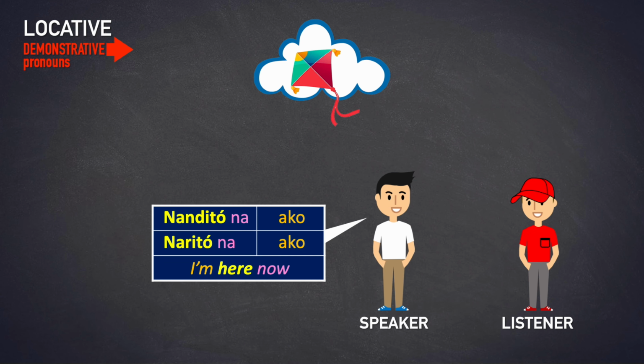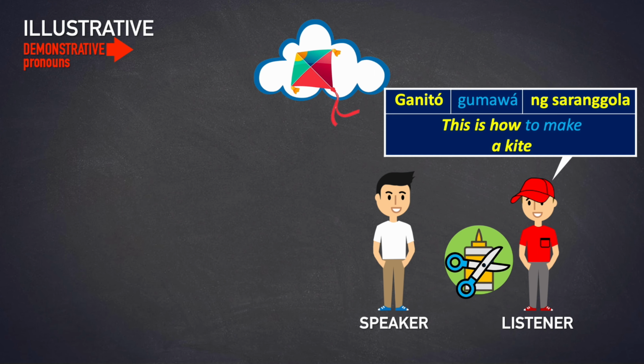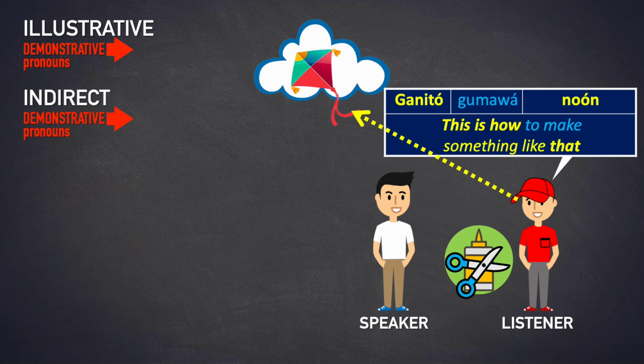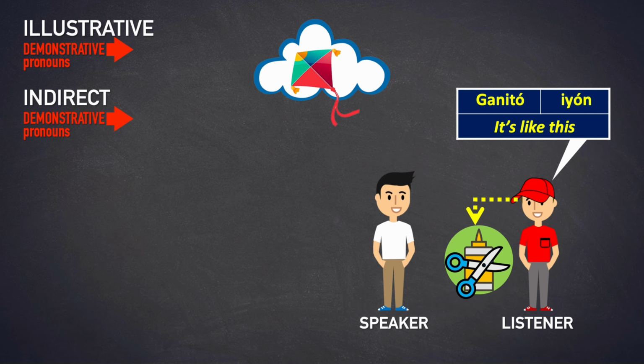Nandito na ako. Narito na ako. I'm here now. Ganito gumawa ng saranggola. This is how to make a kite. Ganito gumawa noon. This is how to make something like that. Ganito iyon. It's like this. Again, remember, ito, iyan, and iyon are sometimes translated as it. So, ganito iyon is it's like this.